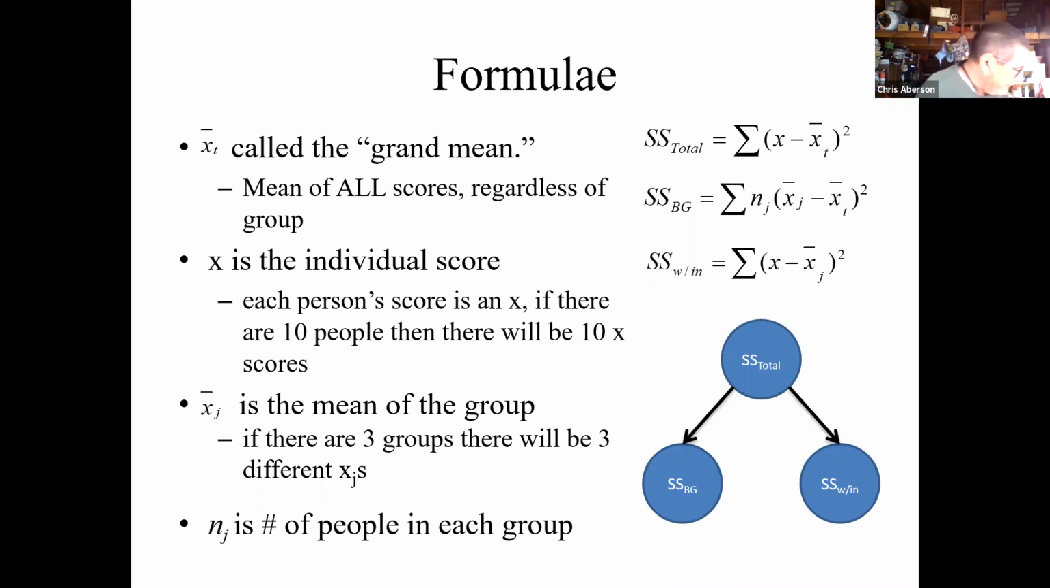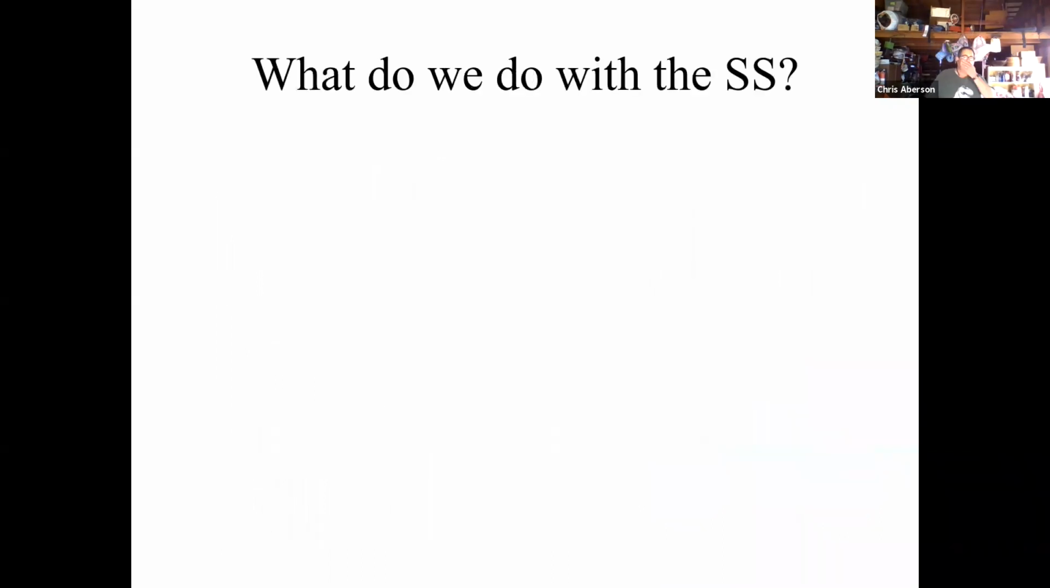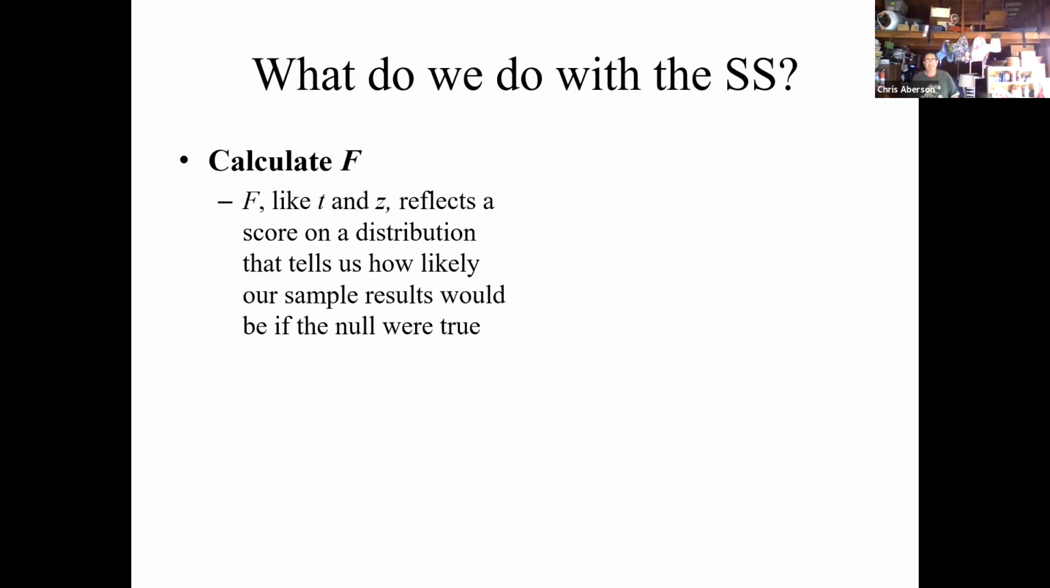And as we saw before, the sums of square total gets broken into sums of square between and sums of square within. So what do we do with these sums of square values? We're going to end up ultimately calculating a value called F. Because of course, Fisher named the endpoint statistic F after himself. At least Pearson didn't do that.